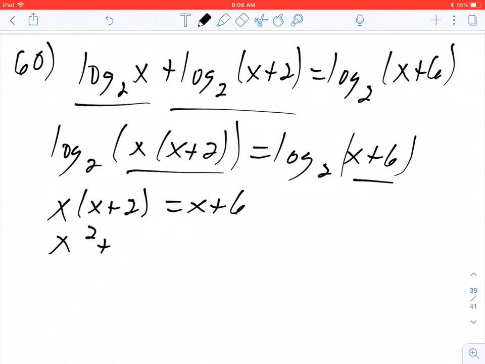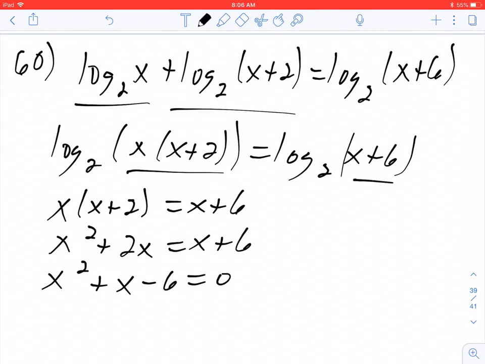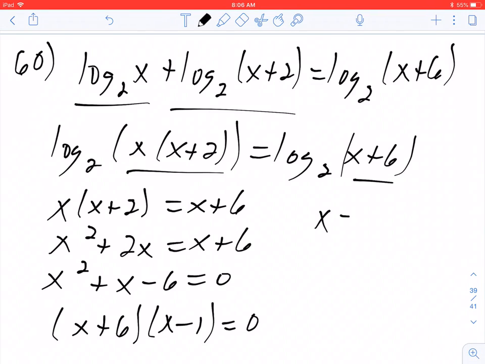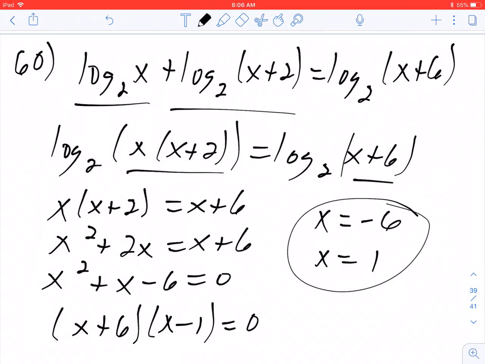So this becomes x squared plus 2x equals x plus 6. I'm going to subtract x from both sides and subtract 6 from both sides, and we end up with this expression. This is actually factorable into x plus 6 times x minus 1, and so you get x equals negative 6 or x equals positive 1 for that one.